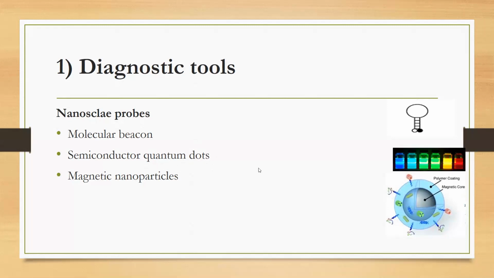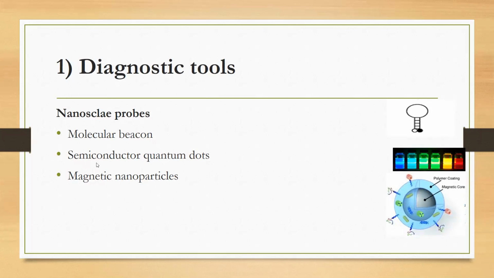What they do is, if you look at this picture here, these are the semiconductor quantum dots, right? They have very promising optical properties. I mean, they could produce various colors once the light is passed through them. So this property of the quantum dots could be utilized in disease diagnostics.